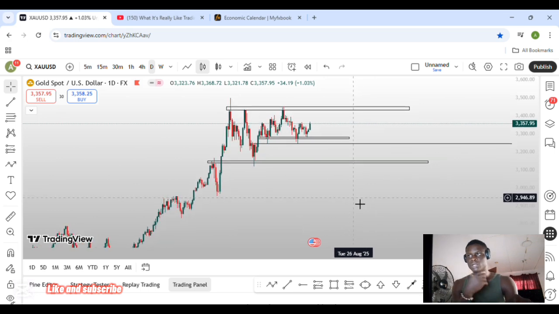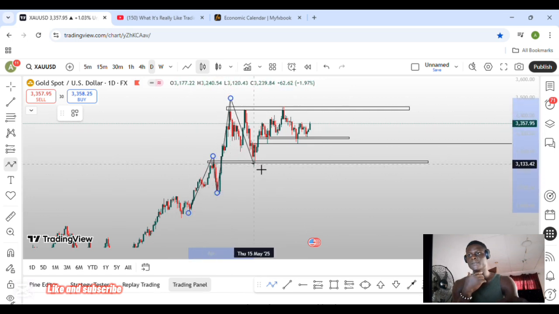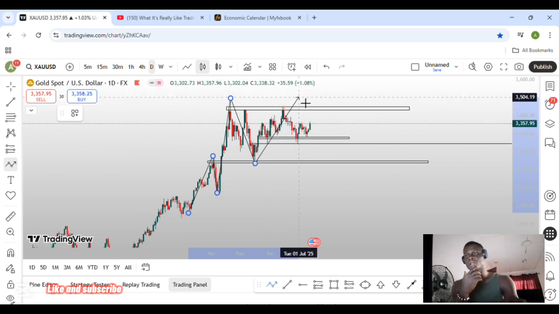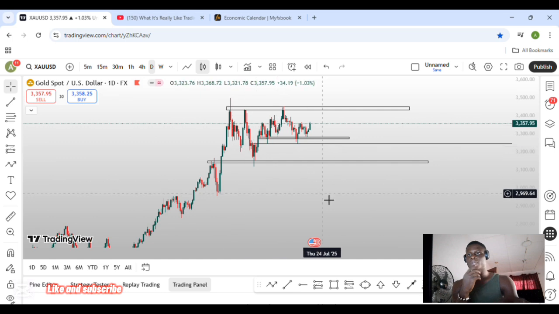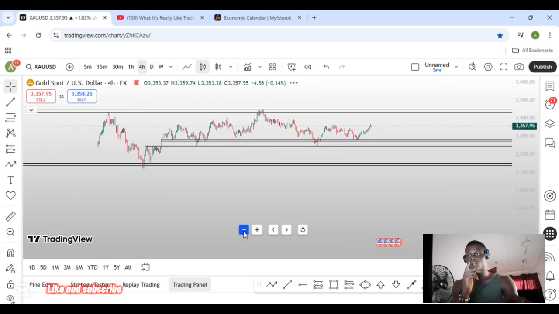Our overall market is currently bullish on the daily time frame. You can see the market took out this resistance, came back down, and eventually gave us a higher low. So what I'm looking for is anytime the market will give a higher high on XAUUSD. Pending that, let's go to the lower time frame, which is the 4-hour time frame, and see what's currently happening.